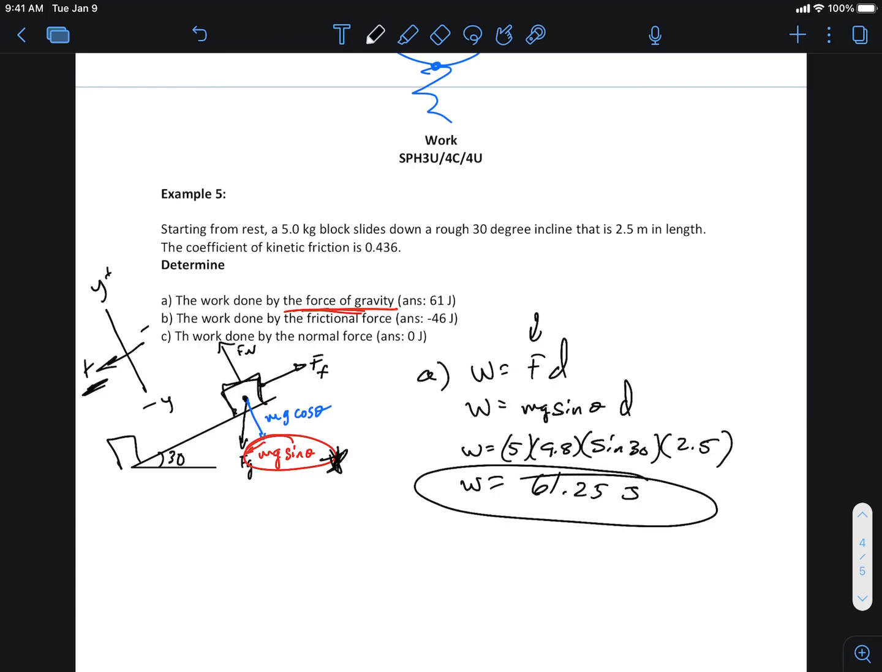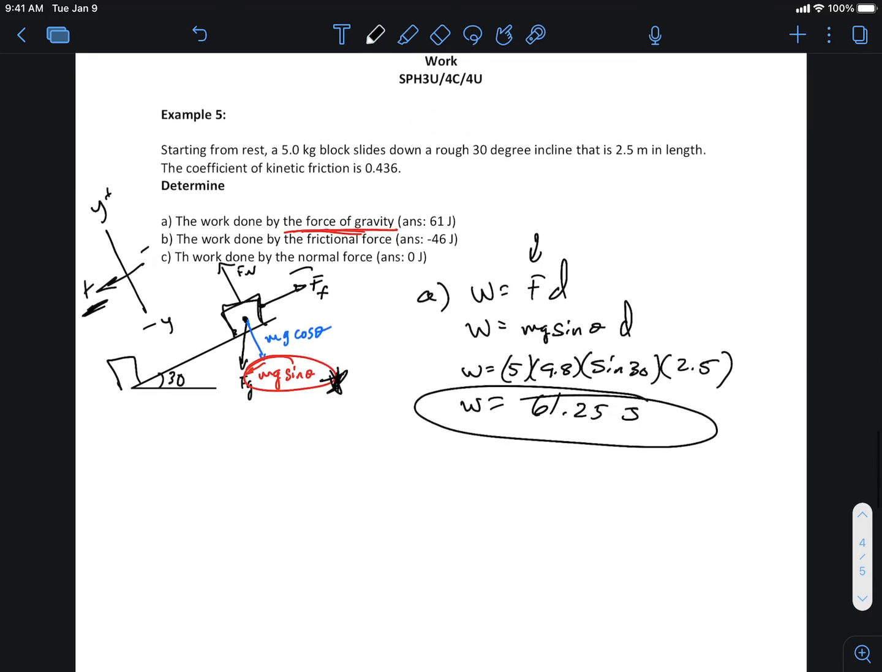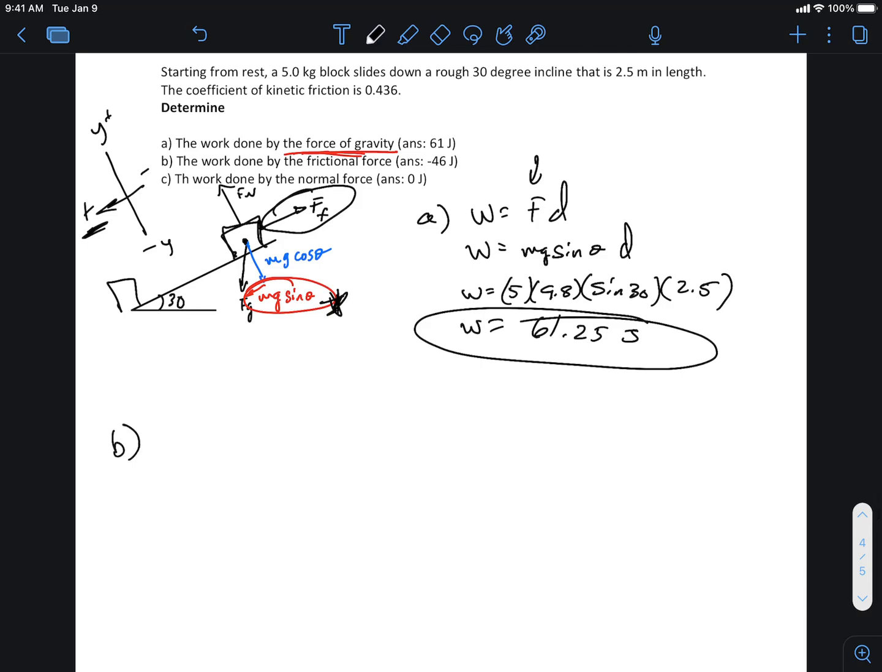Okay. Part B, the work done by the frictional force. Well, the frictional force goes up the incline, so it's negative, but the block's still going down the incline in the positive direction. So we better expect that the force of friction is acting in the opposite direction to the displacement. And so we better expect to see a negative work value come out because it's opposing that object's motion. And so if I look at part B, it's still work equals force times distance, except this time we want the force of friction.